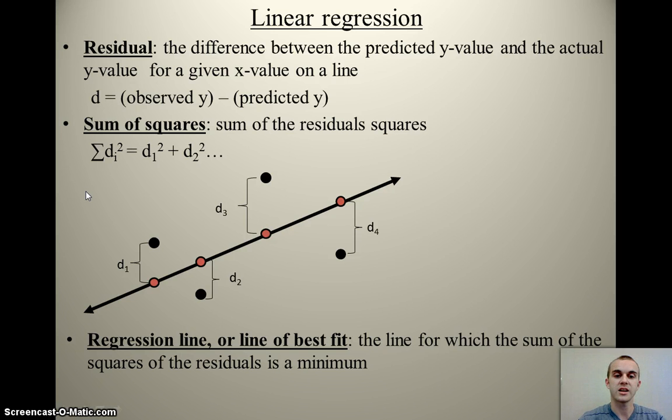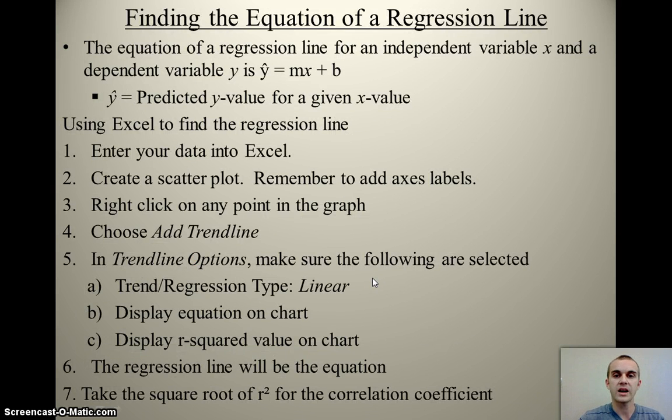What a regression line does is it moves around until we find the smallest value for the sum of squares, because that means the differences overall are the least among all the different residuals, or each of these actual points versus their predicted points. So if we want to find the equation of a regression line, first we know that the equation is y hat equals mx plus b, where y hat is the predicted y value for a given x value. Because remember, x is always our independent variable.